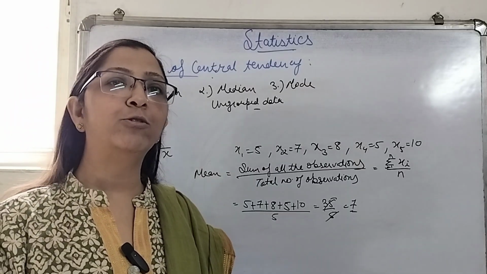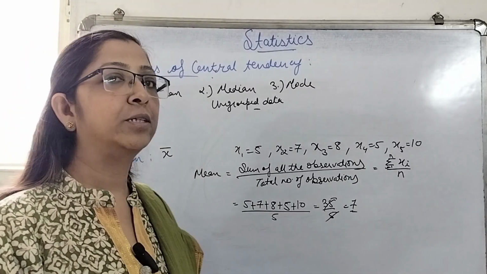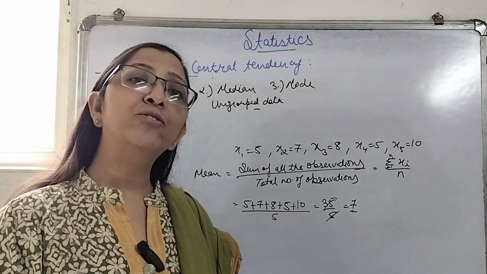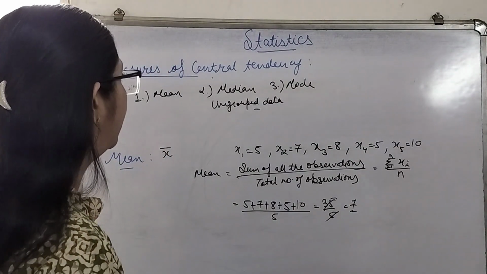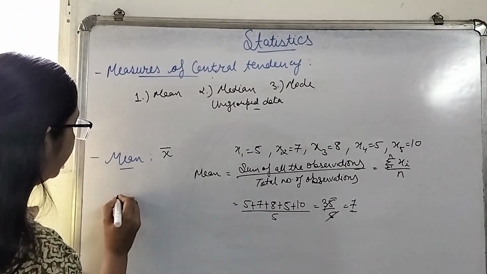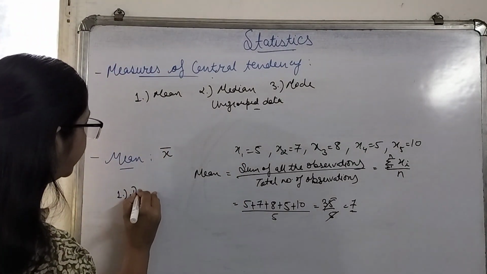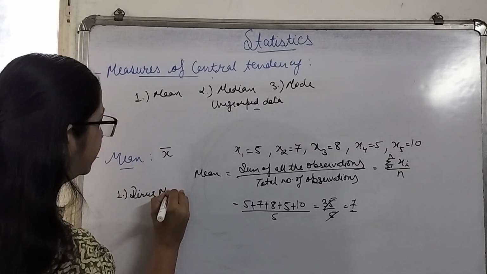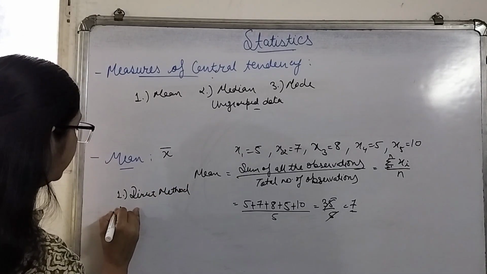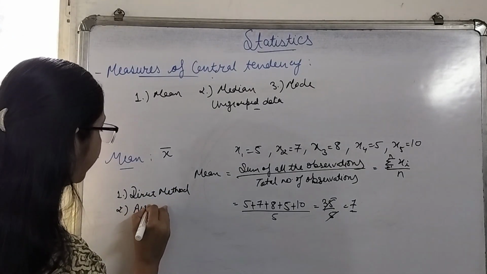Now let's see how to find the value of mean for the grouped data. So there are 3 methods of finding mean for the grouped data. One is your direct method. Second is your assumed mean method.